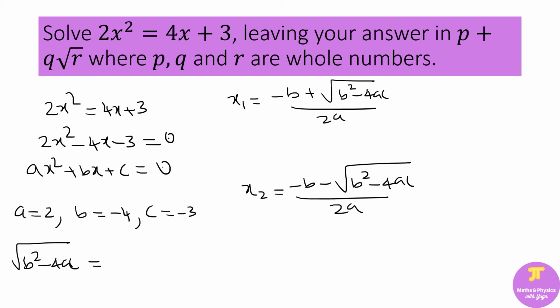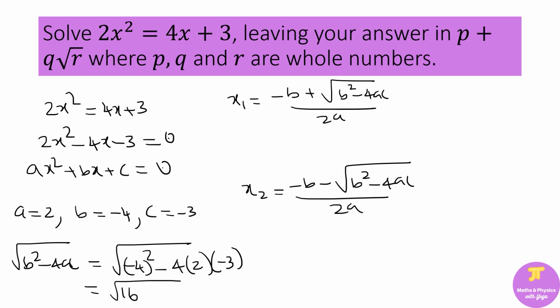b is minus 4, so the square root of minus 4 squared minus 4 times a, which is 2, times c, which is minus 3. Minus 4 squared is 16, so this is the square root of 40. You can simplify this as the square root of 4 times 10, which becomes 2 square root of 10. We cannot simplify this further.